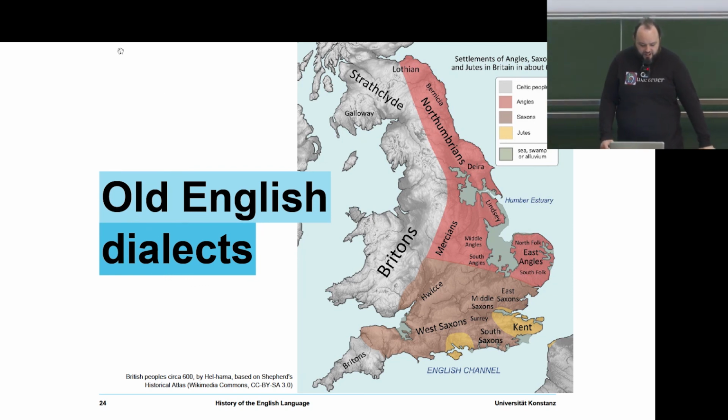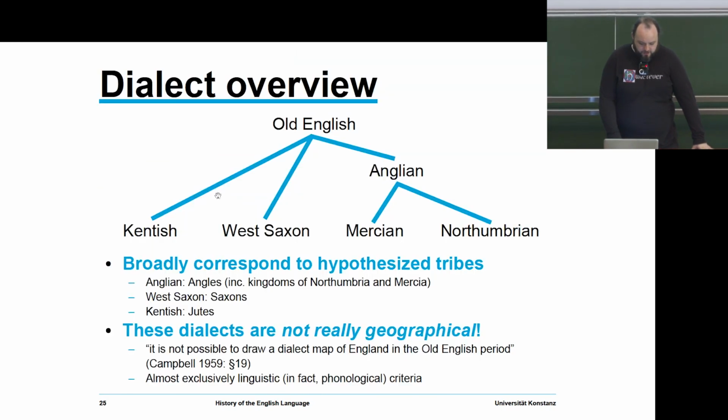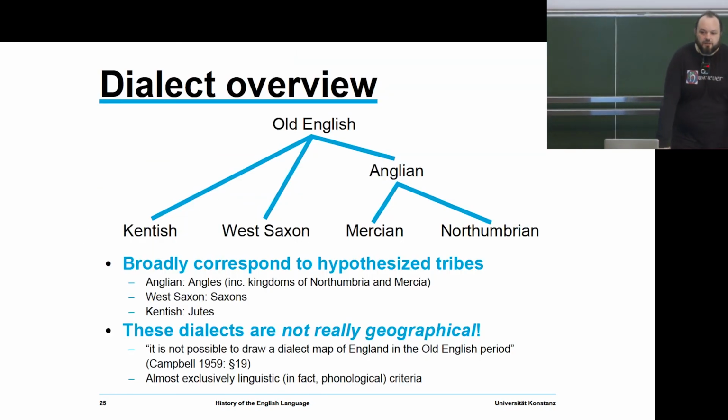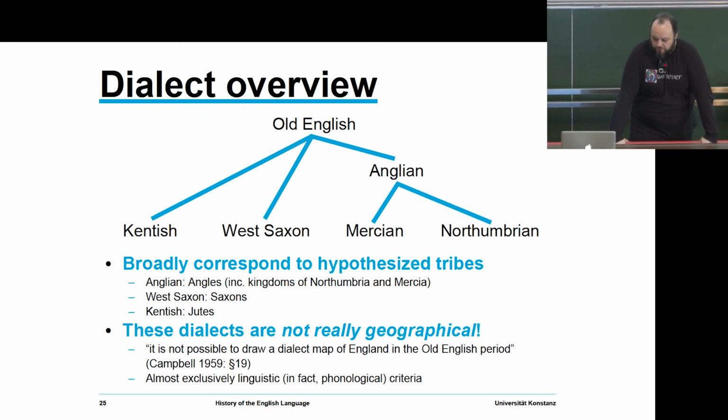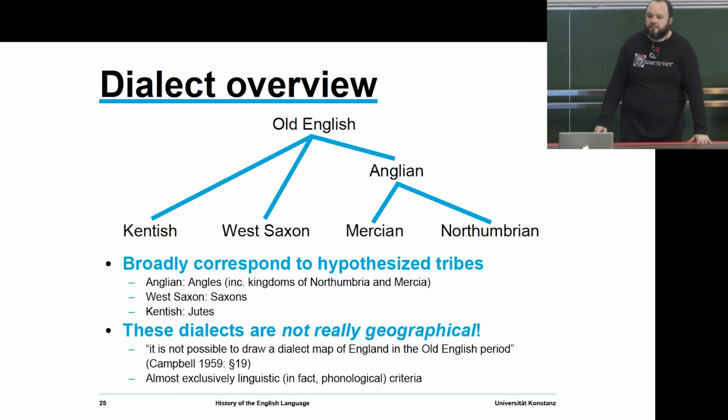the Old English dialects. Basically, we can divide up Old English into 4 dialects. The first cut that we can make is between Kentish, West Saxon, and Anglian. Kentish is the variety spoken in Kent.